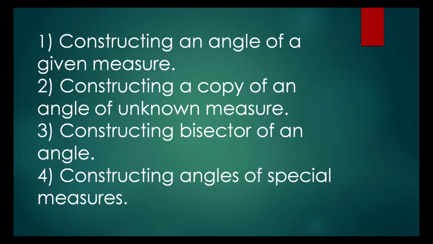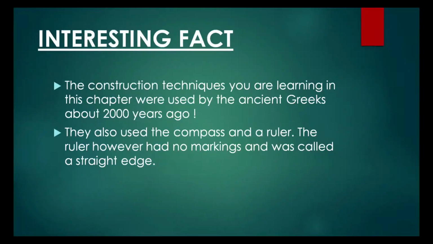In the previous session, we have learned different types of constructions, and today in this session, we are going to study about the construction of different angles, like construction of an angle of a given measure and construction of a copy of an angle of unknown measure, also constructing bisector of an angle, and lastly constructing angles of special measures. For example, 60 degrees, 120 degrees and so on. So the session is going to be very interesting and children can learn how to draw, how to construct various angles.